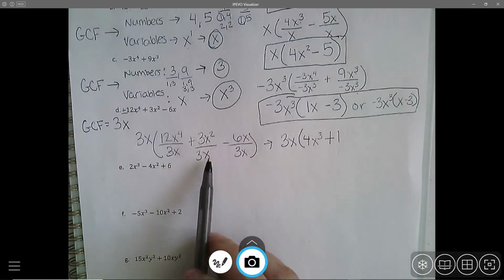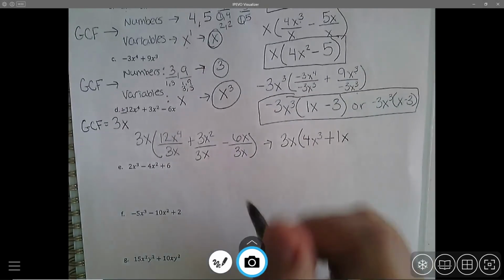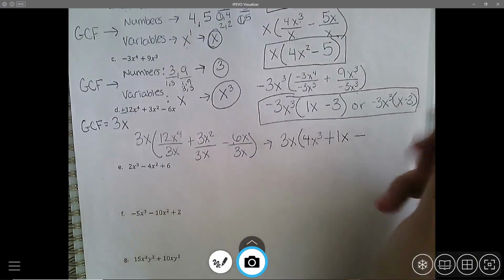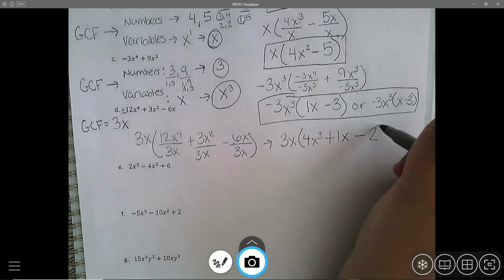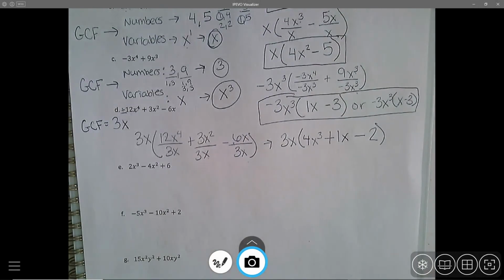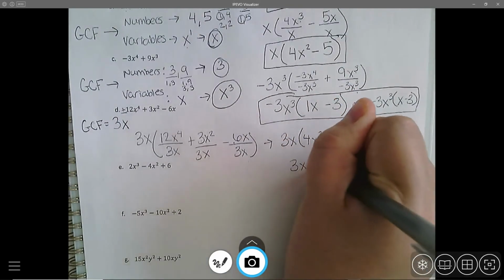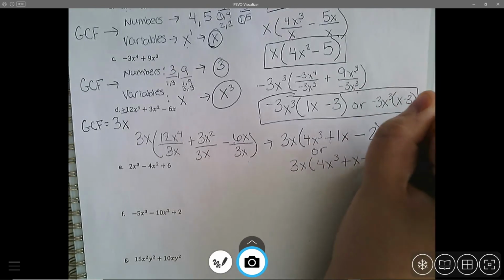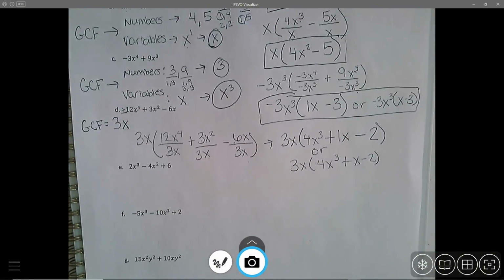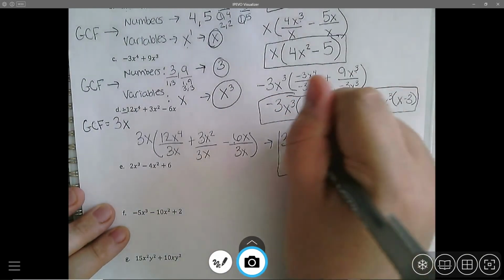You had 2 x's, you took away 1, so you have 1 left. Minus 6 divided by 3 is 2. You had 1 x, you took it away, so you have no x's left. That could be one way you write the answer, or you could write it 3x times 4x to the power of 3 plus x minus 2. Both of those work as answers.